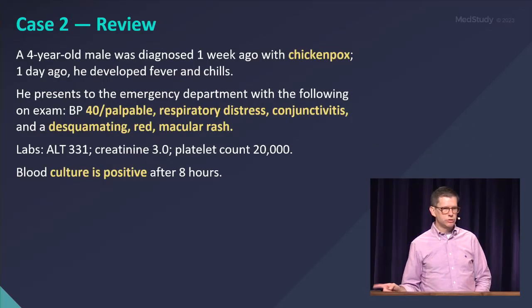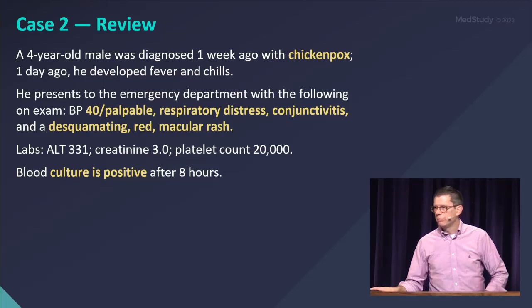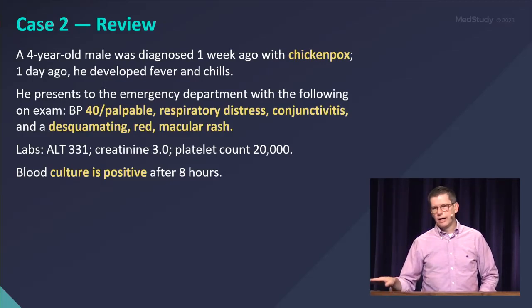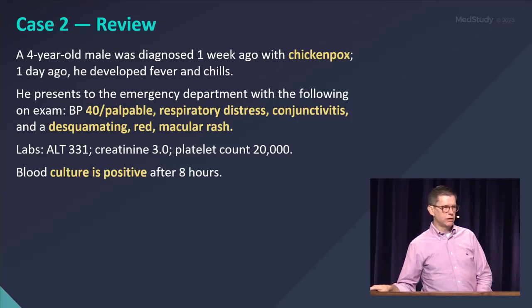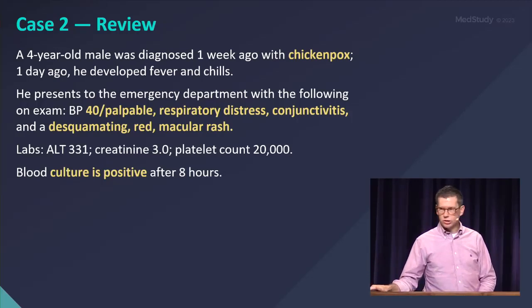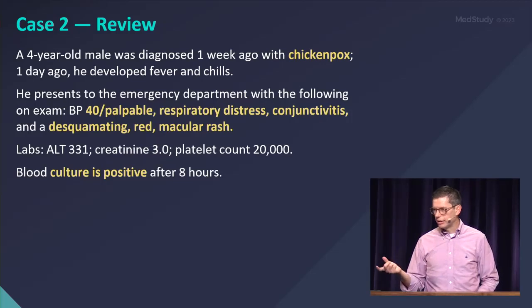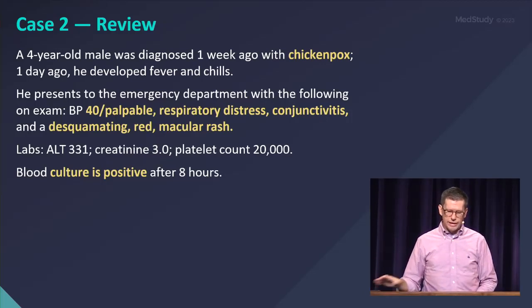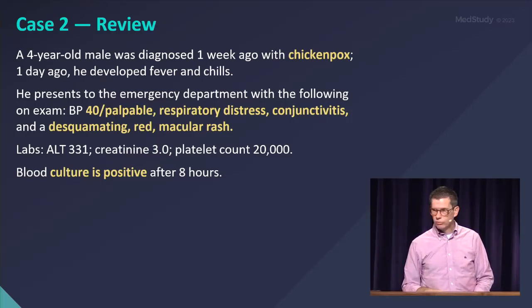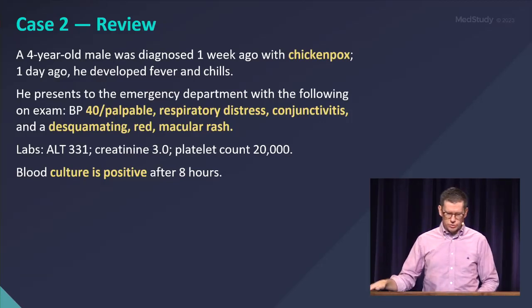So for this kid, chickenpox, we don't see it very often anymore, but one of the things that we did see quite a bit was a secondary bacterial infection after varicella due to group A strep. That's just a historical association you need to know with varicella and group A strep. And as you all could tell, this kid was in shock, hypotensive.